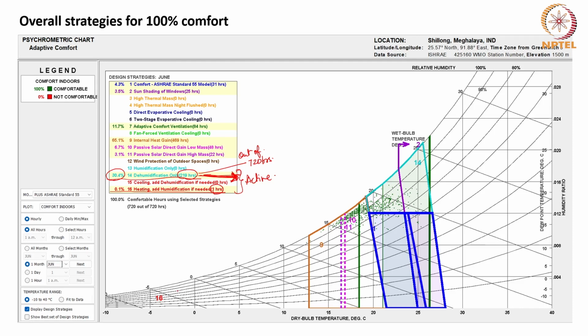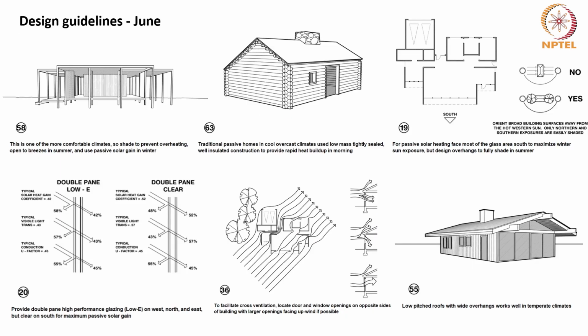So only one hour of the month lies in this zone, whereas all the other hours can be sorted with these strategies. So what are these strategies and how do we use these design guidelines? First, this is one of the more comfortable climates. So shade to prevent overheating, open to breezes in summer, and use passive solar gain in winter.